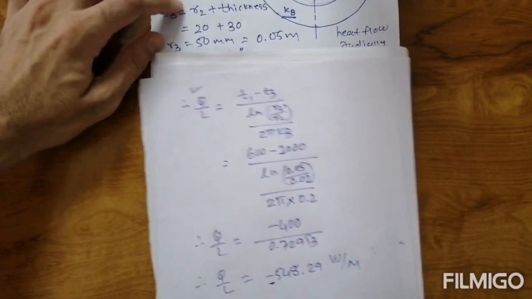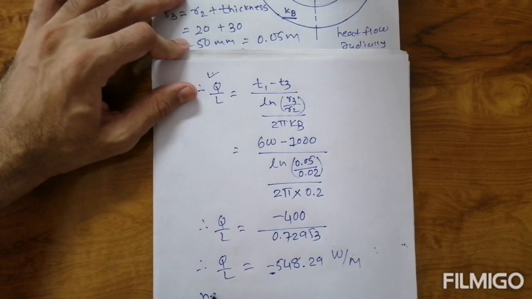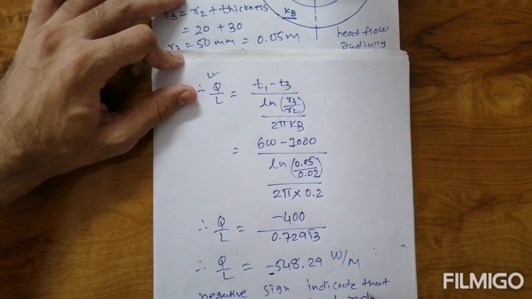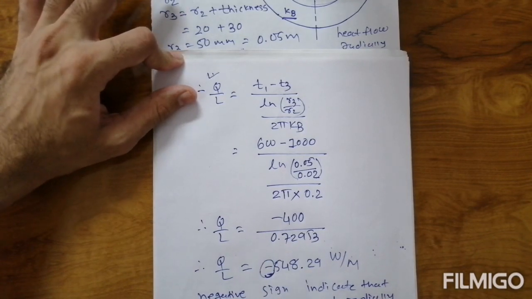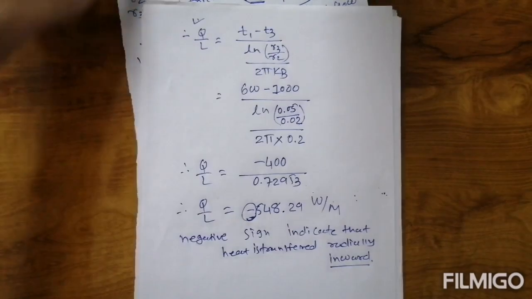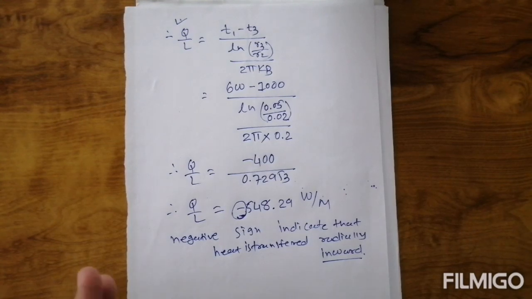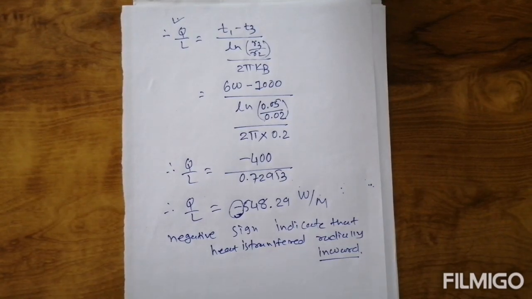At that time you just mention that the negative sign indicates that heat is transferred radially inward. Suppose the answer is positive, then we can say that heat is transferred radially outward. So you just mention that the negative sign indicates heat is transferred radially inward.